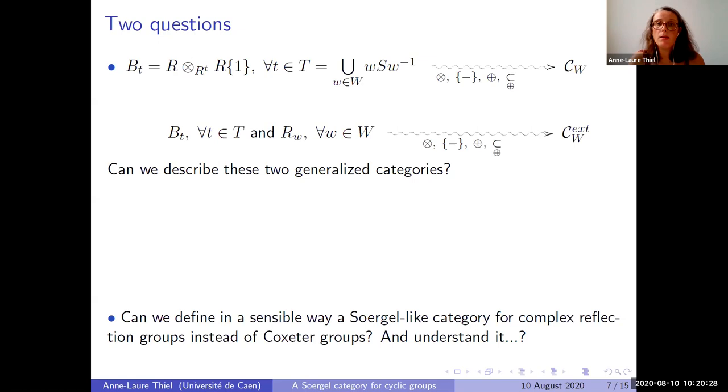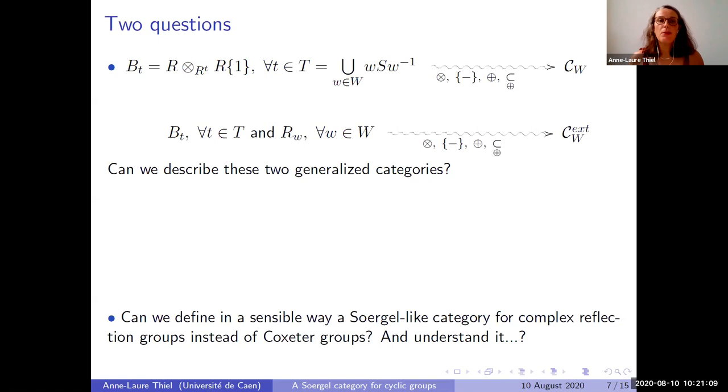Very well. This gives me a generalized Soergel category. What can I tell about that? And the other generalized Soergel category that I want to consider is, on top of those bimodules indexed by all the reflections, I want to add a few more generating bimodules, namely the twisted ones for all the elements of the Coxeter group. And actually understanding one or the other is a problem of more or less the same difficulty. And this difficulty is quite high. So first question, what can we tell about these categories?